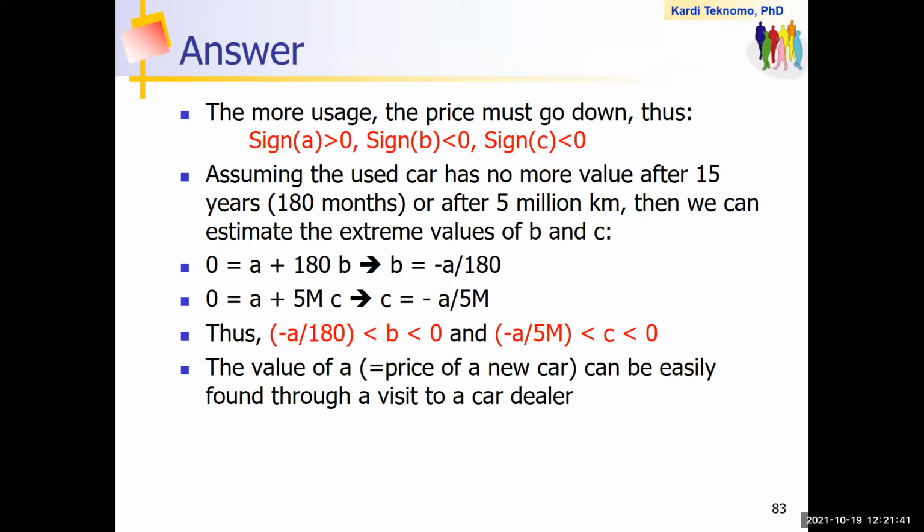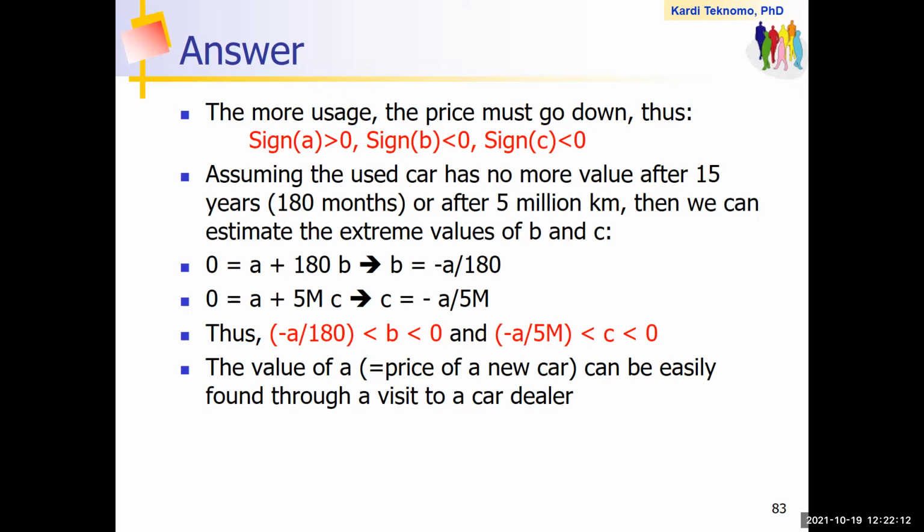Now, we want to know what is the range of the values of A, B and C, right? So the more you use it, the price will go down. You know that A must be positive because this is the price of a new car. The sign of B must be negative, and the sign of C must be negative also, right?